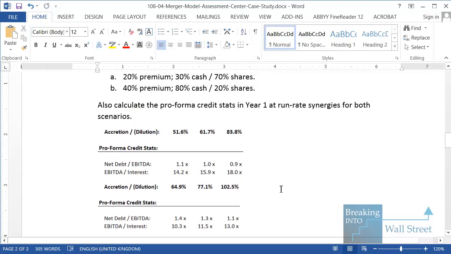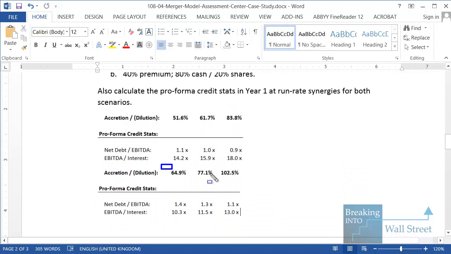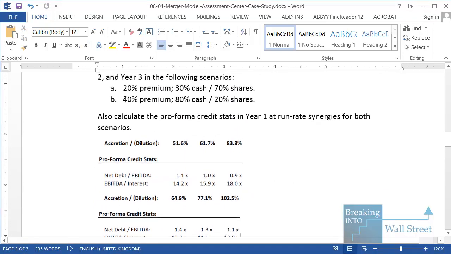So what is this telling us? Well, in the second scenario, we have a more accretive deal even though we're paying a 40% premium. So think about that. 40% premium, but accretion dilution is actually higher here. So it's more accretive despite that. Why is that the case?